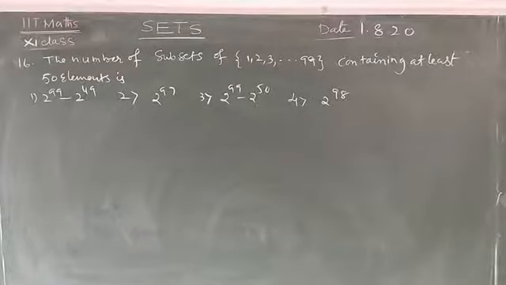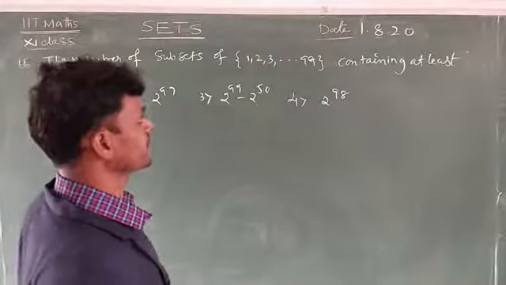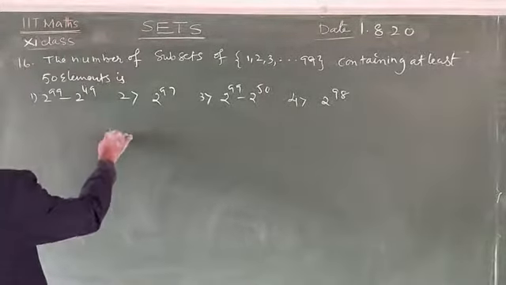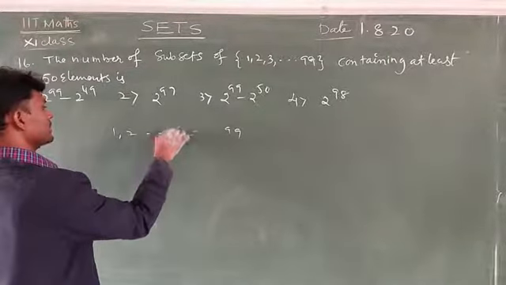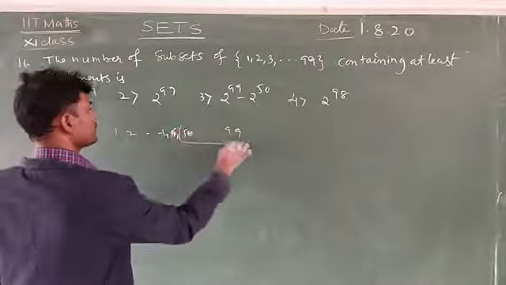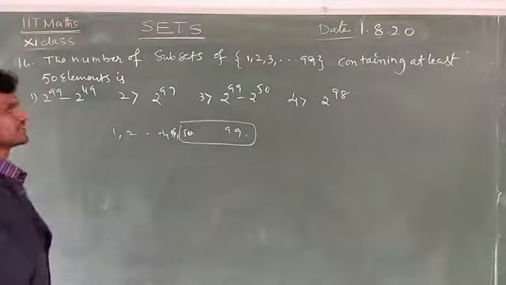Next one, 16th: the number of subsets of the set {1, 2, 3, up to 99} containing at least 50 elements. Here 1, 2, 3 up to 99 is there, up to 49, 50. So we want subsets having 50 or more than 50 elements.